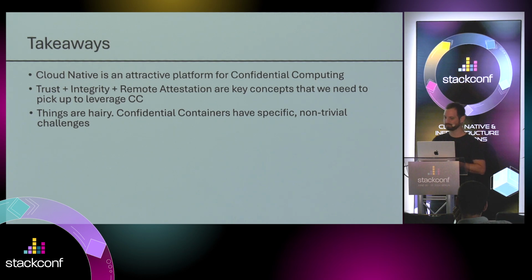To sum up, the takeaways are that cloud native is an attractive platform for confidential computing, that we want to understand trust, integrity, and remote attestation as concepts if we want to leverage confidential computing, and also that things are still hairy. Confidential containers have really specific, non-trivial challenges that are also exciting, because it's a way for people to collaborate or get involved. If you want to write Rust code, the project has a lot of potential for newcomers to contribute to APIs and a lot of tooling that needs to be written to make things easier. So you don't need to be a crypto expert in this field. There are a lot of options. That would be it from my side. Thanks a lot for listening, and I'm open for questions.